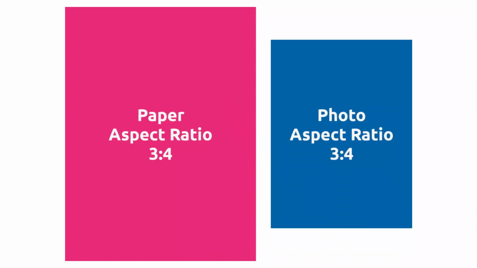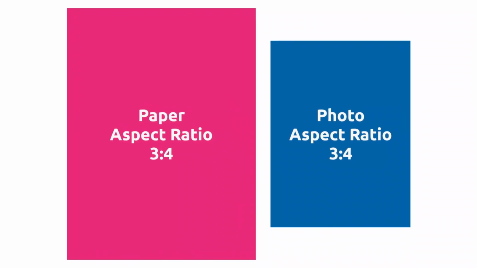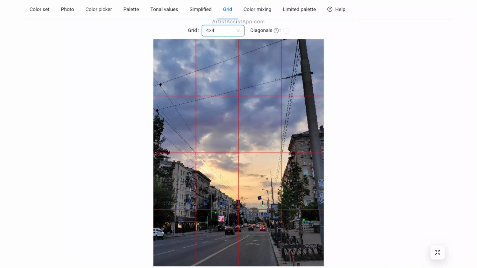If the photo and paper have the same width to height ratios, you can easily draw a non-square 4x4 grid using diagonal lines.